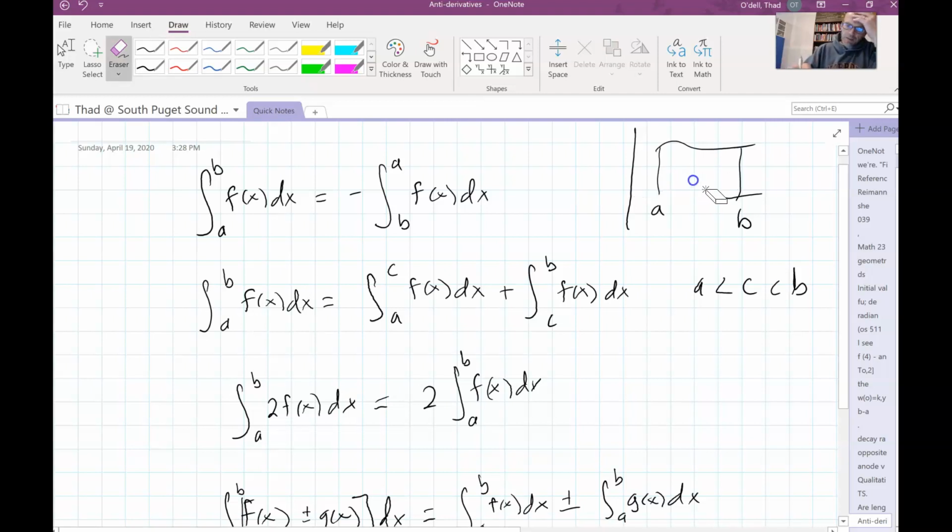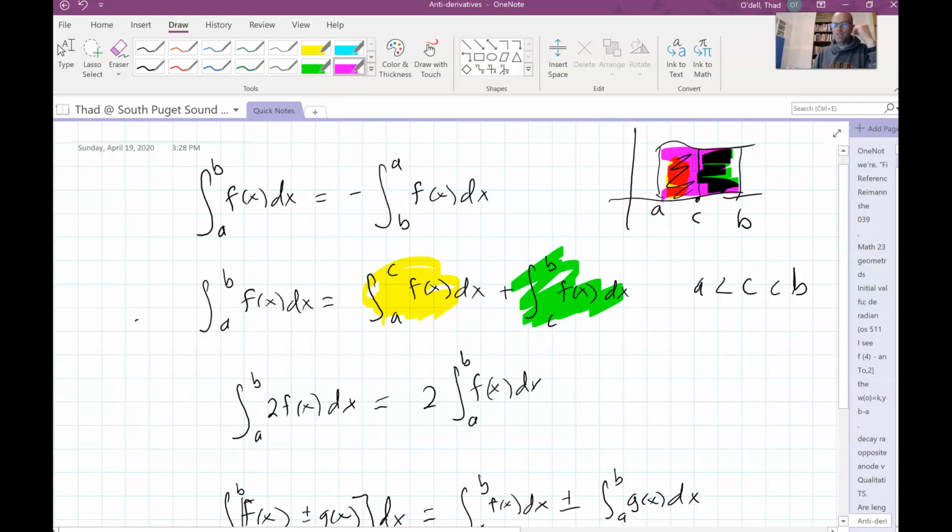Also, in this case, let's put a little c in between there. What this second rule is telling me is that if I integrate from a to c, so that's this part, and then I integrate from c to b, that would be that part. I could have just integrated from a to b, and that would have been the same as adding those two together, as long as c is between a and b and f of x is continuous on the interval from a to b. So that's interesting.